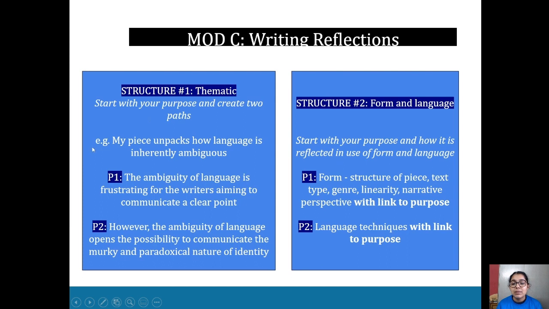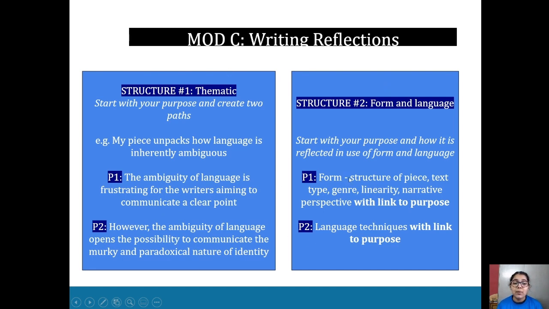So structure 1 can be thematic. My piece unpacks how language is inherently ambiguous. Paragraph 1: the ambiguity of language is frustrating for writers aiming to communicate a clear point. Paragraph 2: however, the ambiguity of language opens possibility to communicate. So that's based on themes, right?